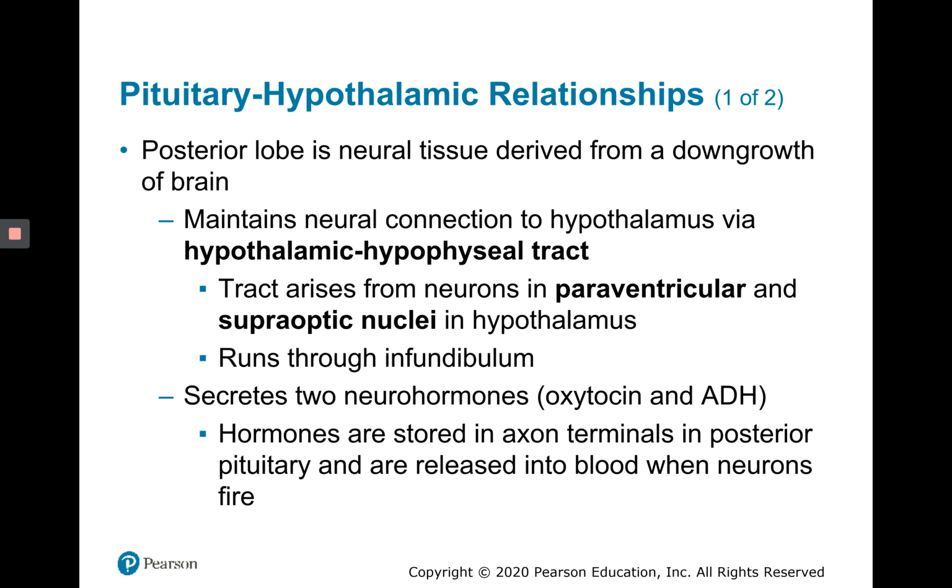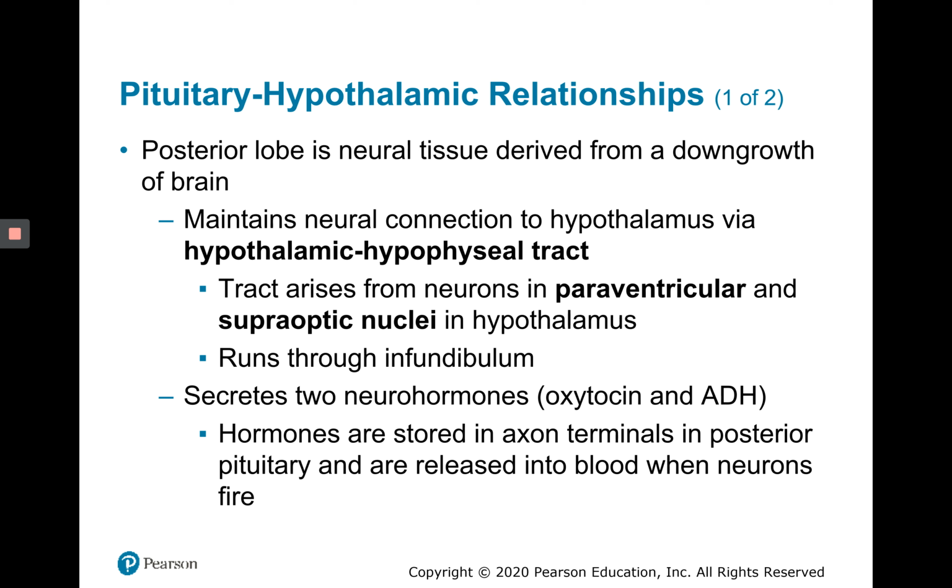The posterior lobe is neural tissue, and its connection to the hypothalamus is neural. The posterior lobe is just a downgrowth of the brain, and its relationship to the hypothalamus is called the hypothalamic pituitary relationship, or the hypothalamic hypophyseal tract.